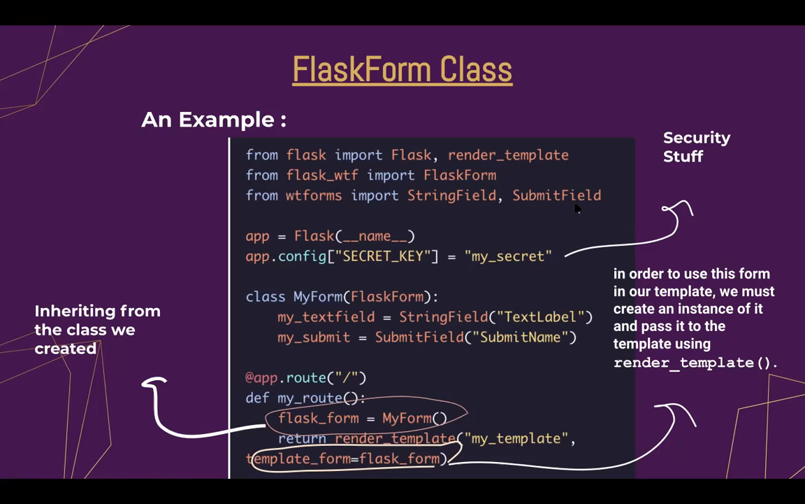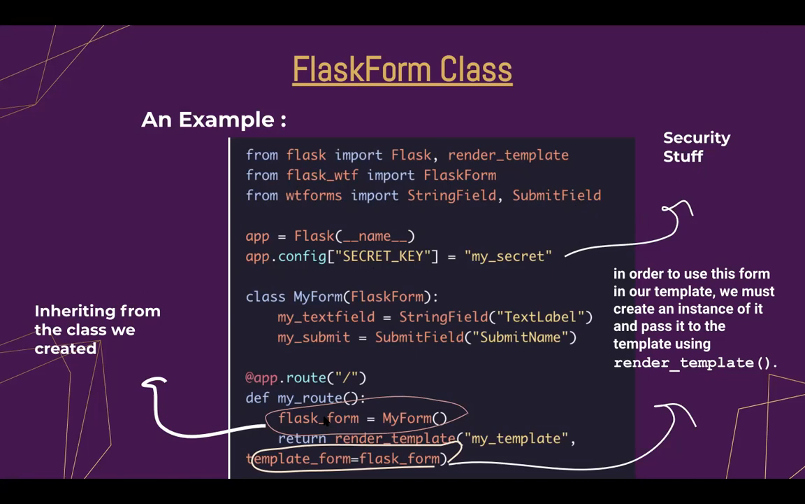Yeah, so that's there, that's the import part. And then we have something new here, like config secret key. This is basically for security reasons. We'll discuss this later. And the next thing we saw is how we created the class. Then we have to create an instance of the class in the route that we want.